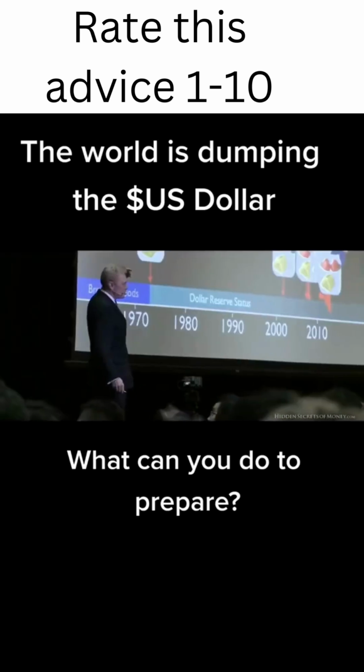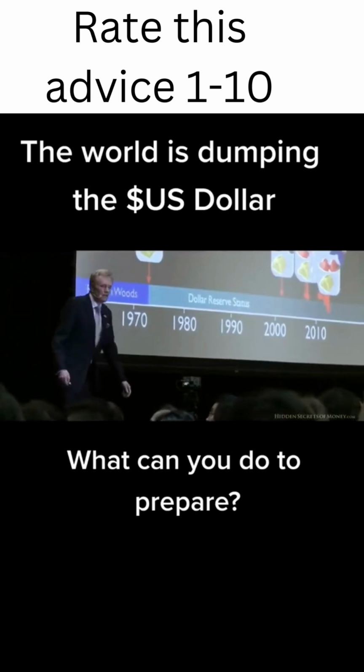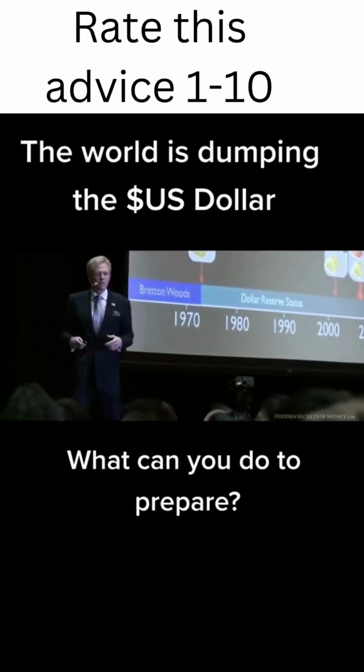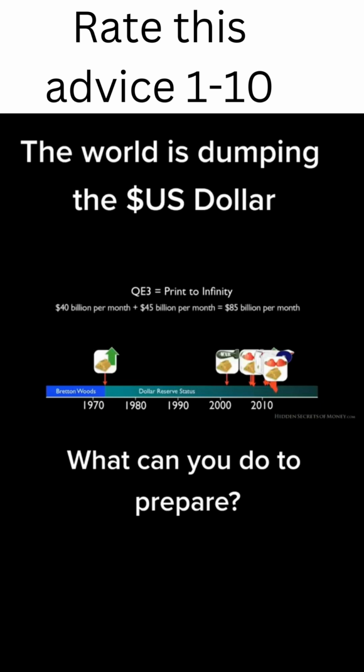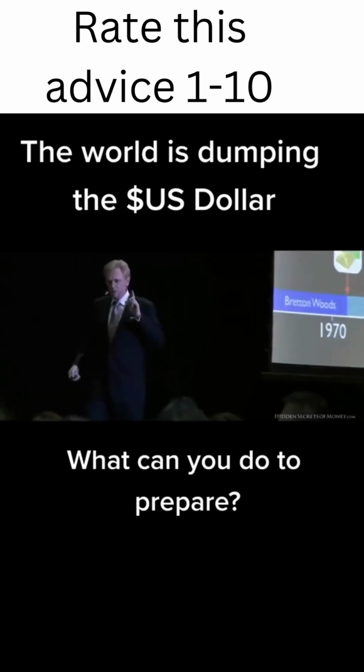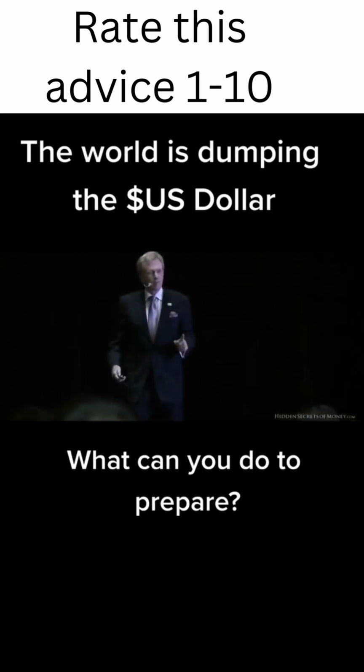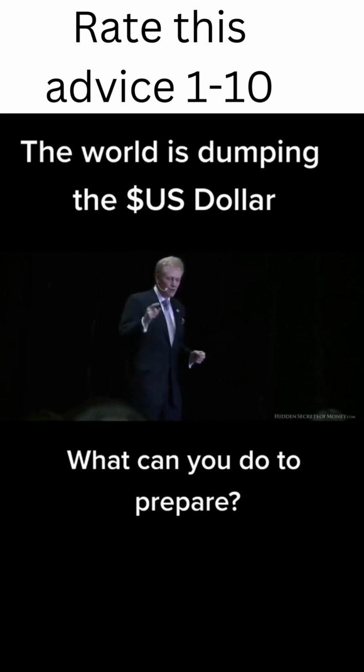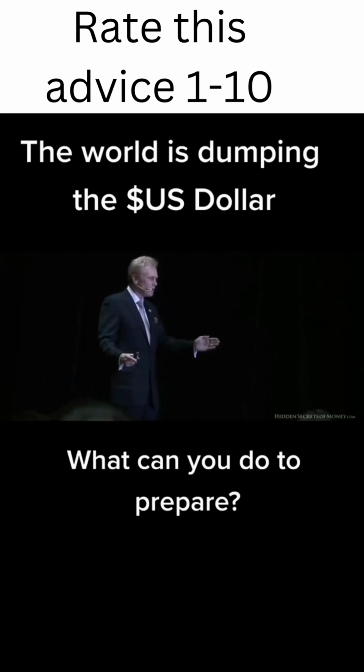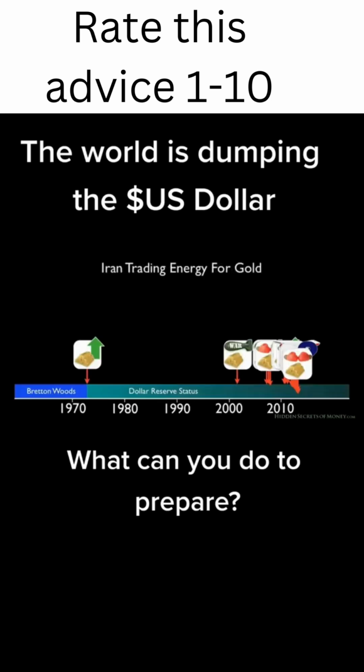Quantitative easing number 3. They have announced at the Federal Reserve that they're starting with $40 billion of currency that they're creating each month, and now it jumps to $85 billion. That's more than $1 trillion a year. And remember, it took 200 years to go from no dollars to 825 billion, and now they're going to create $1 trillion every year. Iran trading energy for gold.